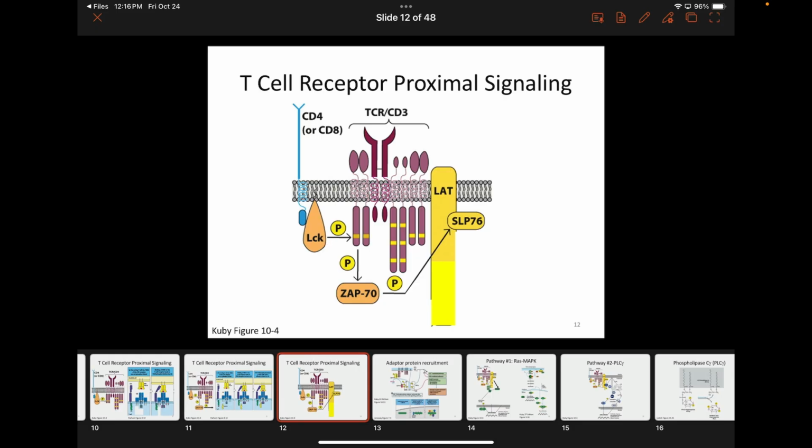And LAT and SLP76 are a different kind of protein than we have seen elsewhere in this pathway. They have a different role than what we've seen for other proteins in this pathway. LAT and SLP76 are what are called adapter proteins. And so after ZAP70, we bring in our adapter proteins.